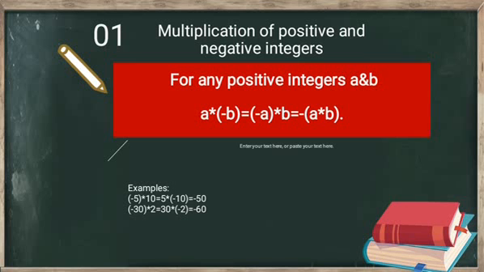For any positive integers a and b, a into minus b is equal to minus a into b is equal to minus a into b. Example: minus 5 into 10 is equal to 5 into minus 10 is equal to minus 50. Another example is minus 30 into 2 is equal to 30 into minus 2 is equal to minus 60.